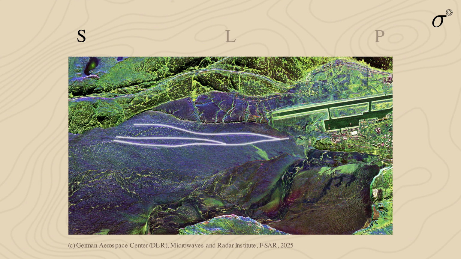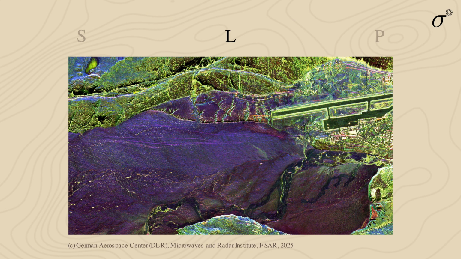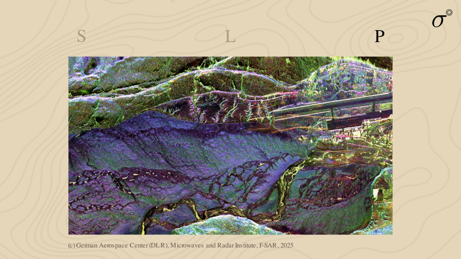The S-band has a rather short wavelength so that it reflects on the snow surface. The longer wavelength L-band only shows parts of the tracks because it penetrates deeper into the snow. With the even longer wavelength P-band, we don't see the tracks at all. Instead, we see subsurface rivers because the P-band signals just travel through the snow cover.